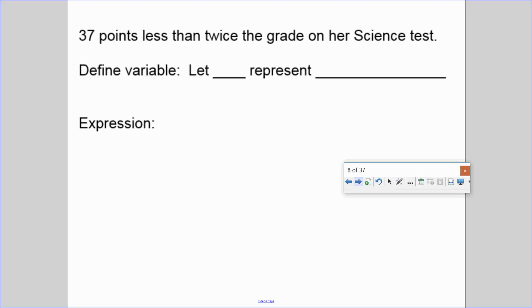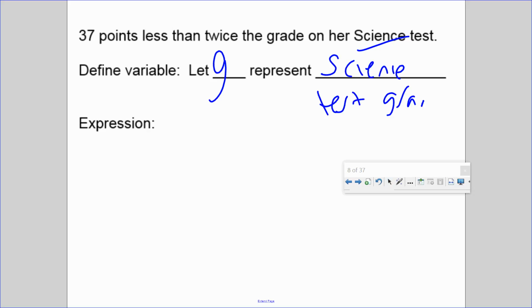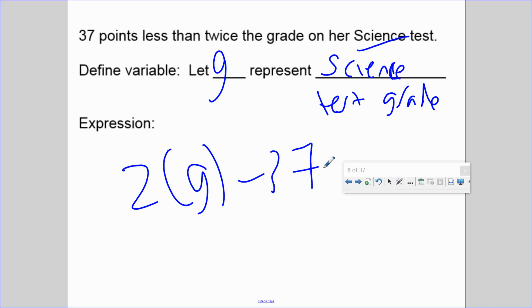37 points less than twice the grade on her science test. Do we know her grade on the science test? No. Let's use G. Let G represent the science test grade. So 37 points less than twice the grade. Twice the grade means times 2, and it's 37 less than that.